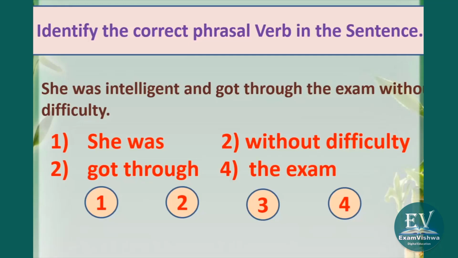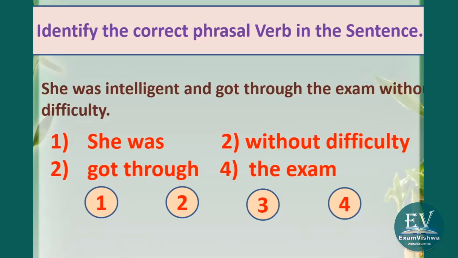So she was intelligent and got through the exam without difficulty. You have to identify the phrasal verb in the sentence. Now remember, when I say phrasal verb, it means that it should have a verb and it should have an adverb or a preposition. Let us look at the example. "She was" - one is a pronoun, and there is no verb here. Without difficulty also, you do not have any verb here.